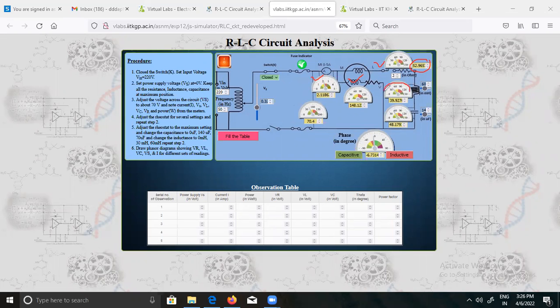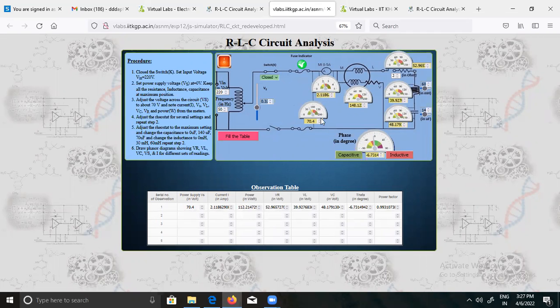Whatever reading we are getting here is nothing but the voltage across the inductor. And whatever reading we are getting here is nothing but the voltage across the capacitor. Now what I am going to do is fill this into a particular table. Whatever we have seen here appears in this observation table first.